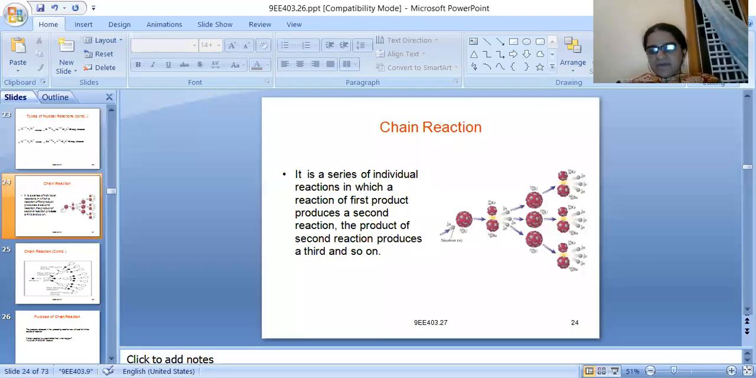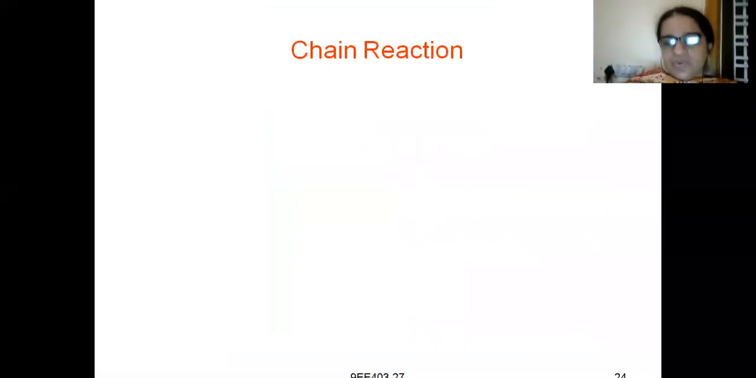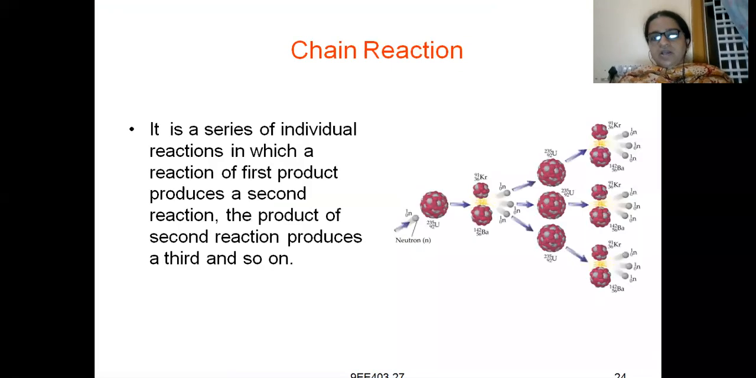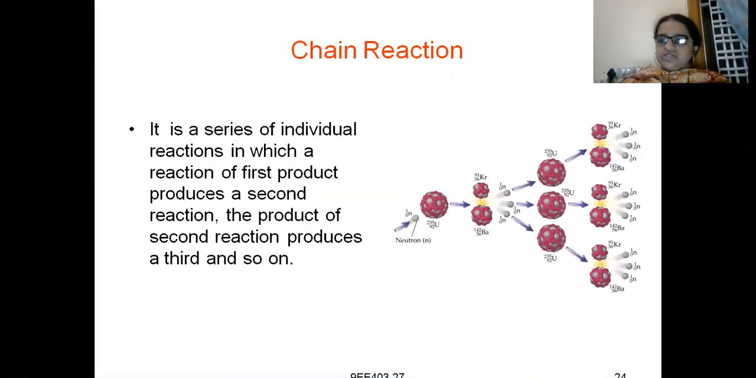Right. Good evening, everybody. Today I'm starting nuclear power plants. I stopped at the topic of chain reaction in the last class, so we will start with the topic of chain reaction here also. I will explain what a chain reaction is in detail.